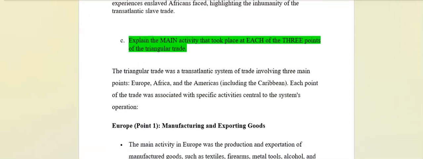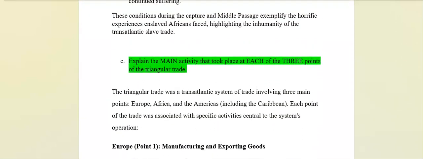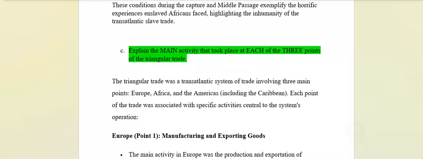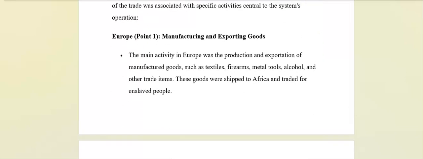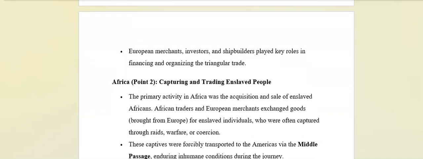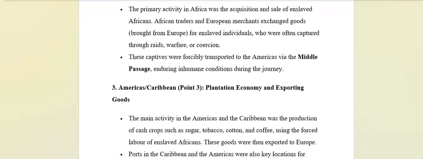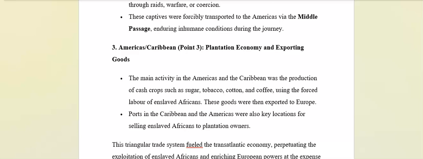So just to recap the question, which was to explain the main activity that took place at each of the 3 points of the triangular trade, and that was in Europe. We had manufacturing and exporting of goods. The second point was in Africa. The activity there was capturing and trading enslaved people. Then the third point was the Americas slash Caribbean, and the activity there was plantation economy and exporting goods.